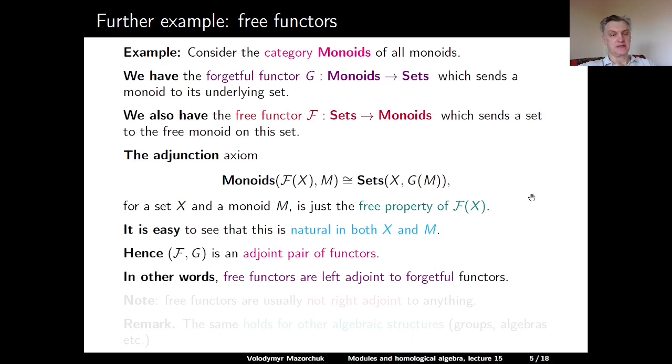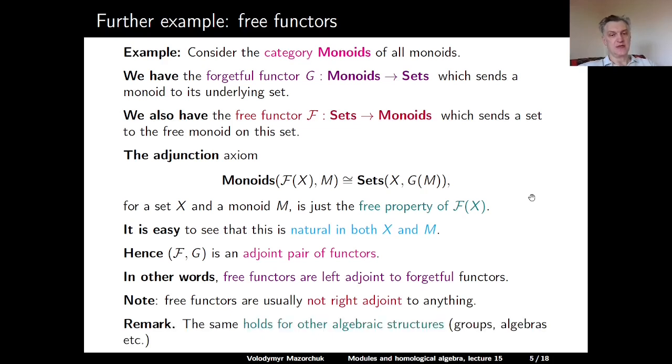And let's note that, unlike in the previous example, here we have a free functor which is left adjoint to the forgetful functor, and usually free functors are not right adjoint to anything, so they are just left adjoint. And the same thing holds, of course, for other algebraic structures, like groups, algebras, etc.